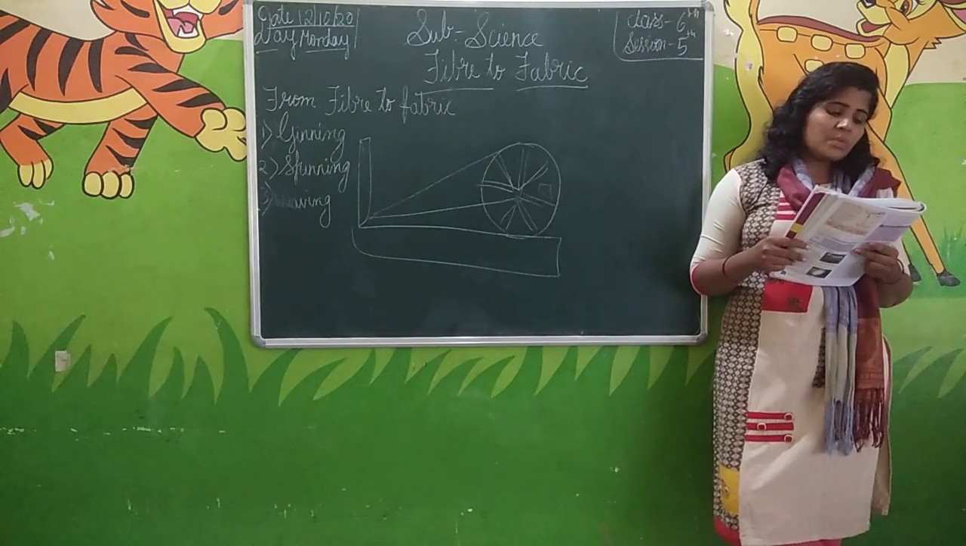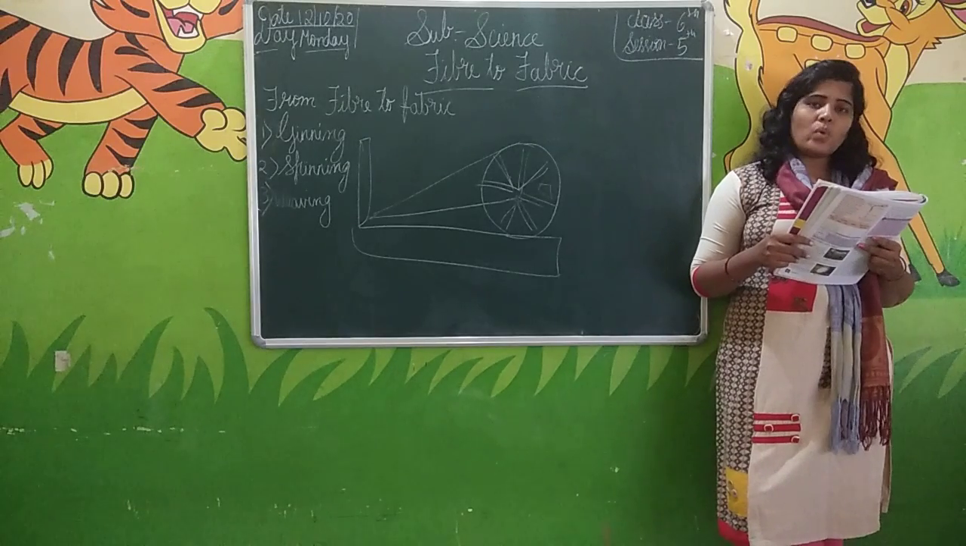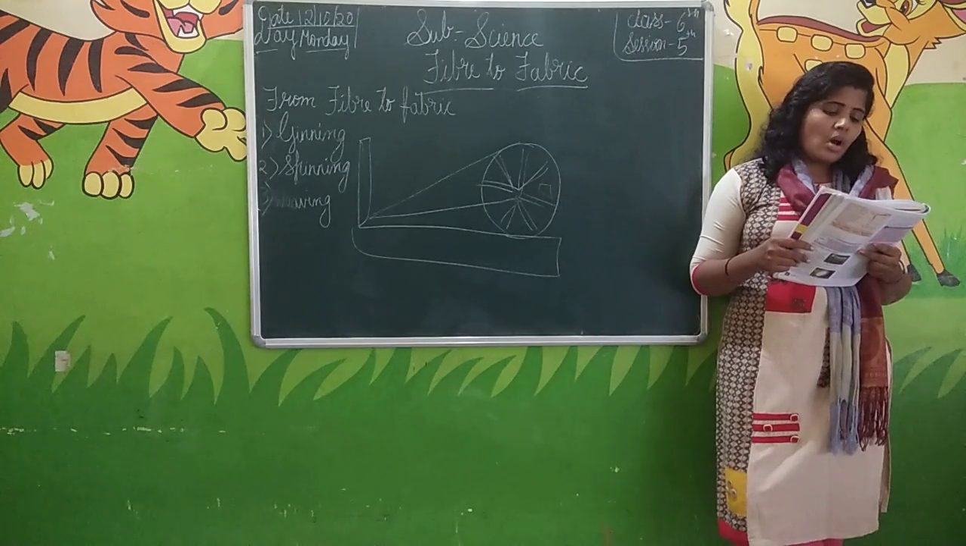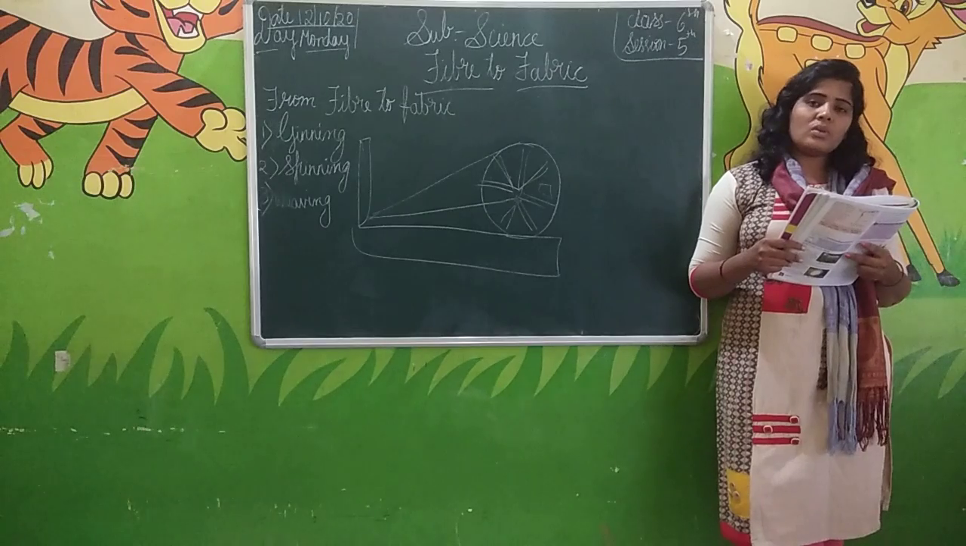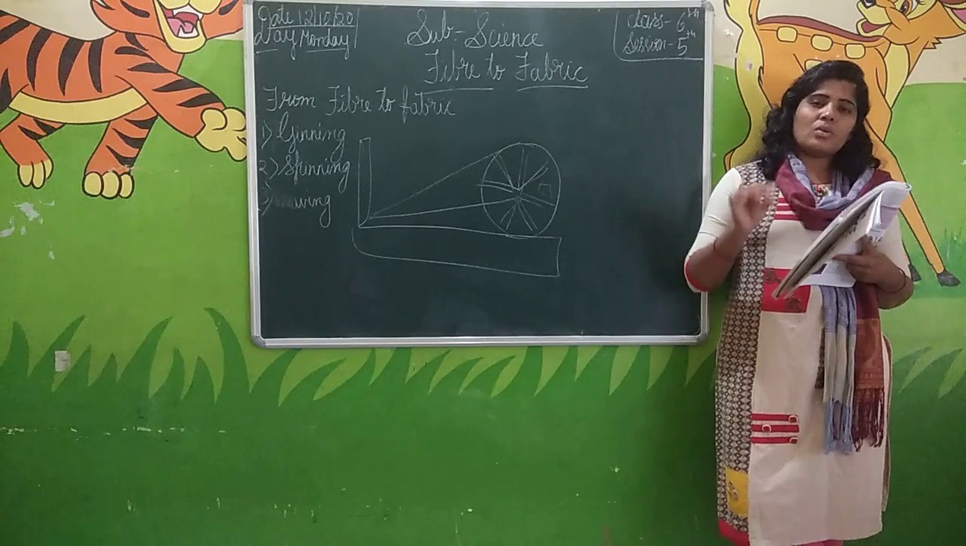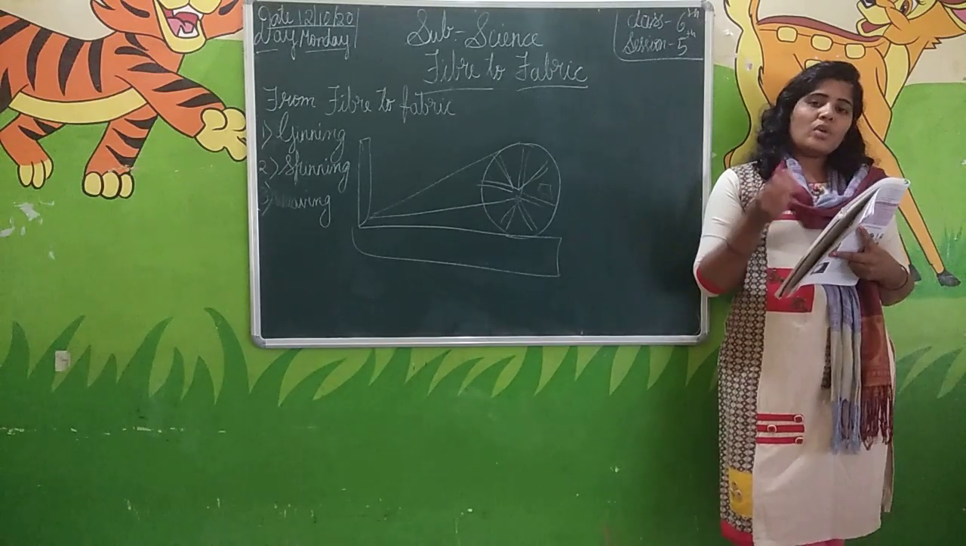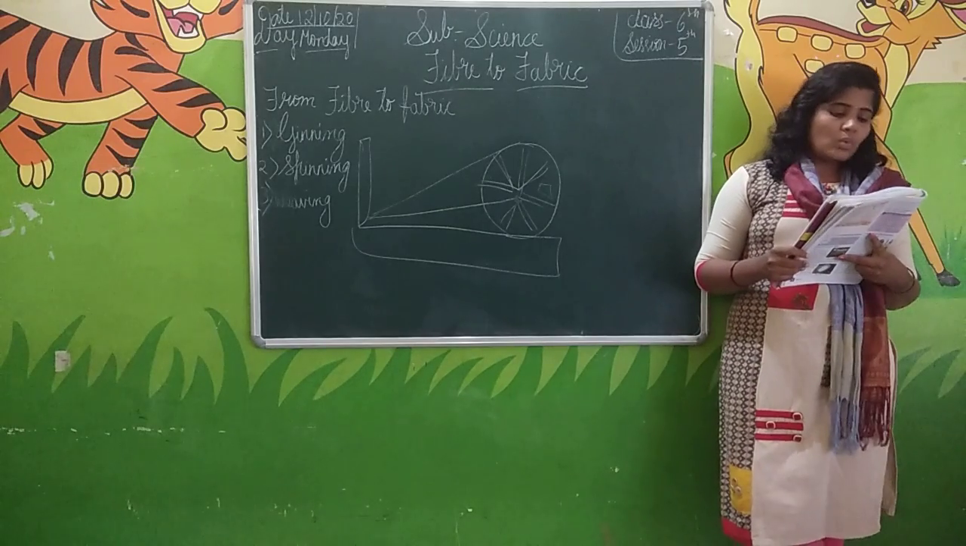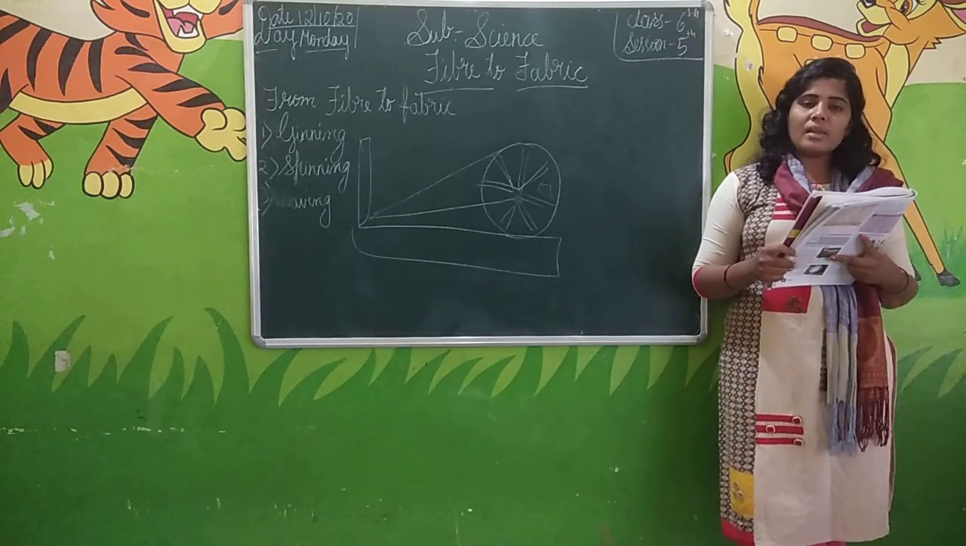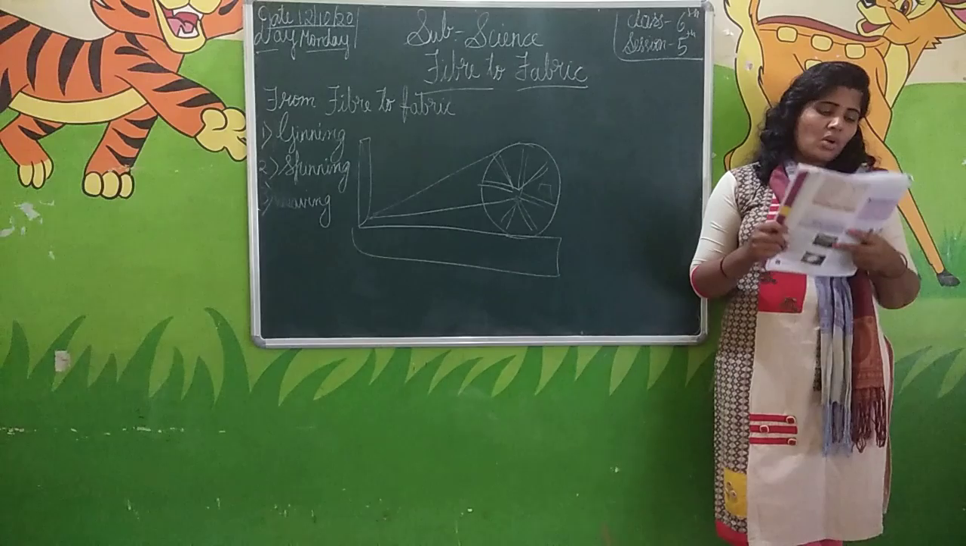The fiber was then spun into threads that were woven to make silk cloth. The threads obtained from the cocoon are spun into threads, and then they are woven to form silk cloth.